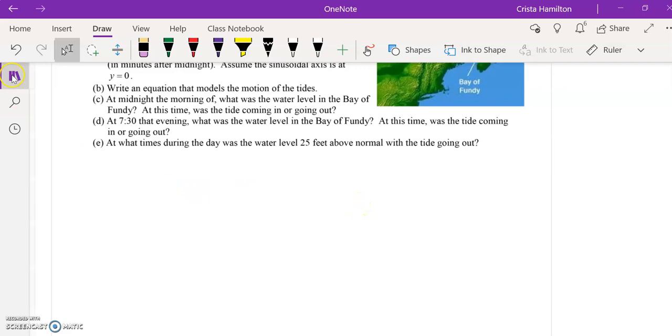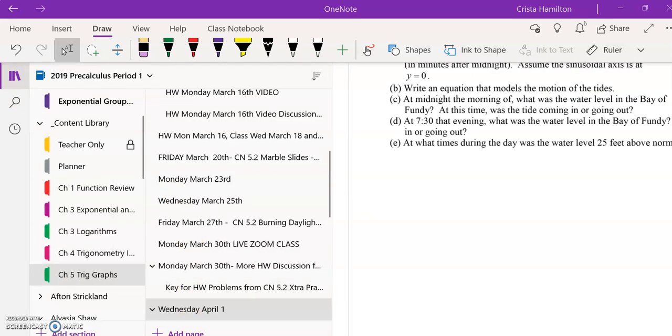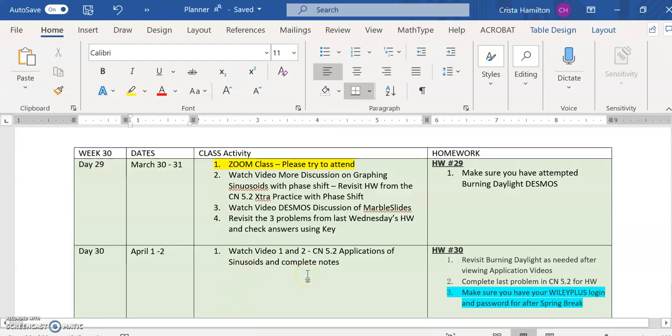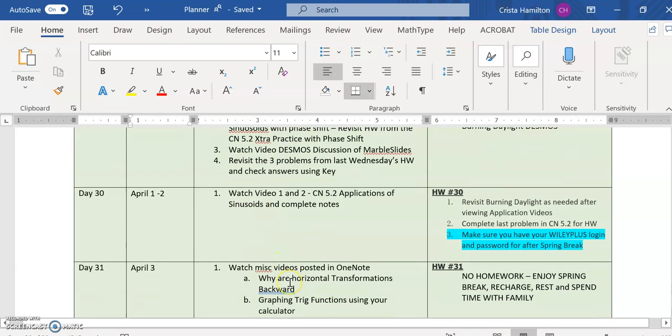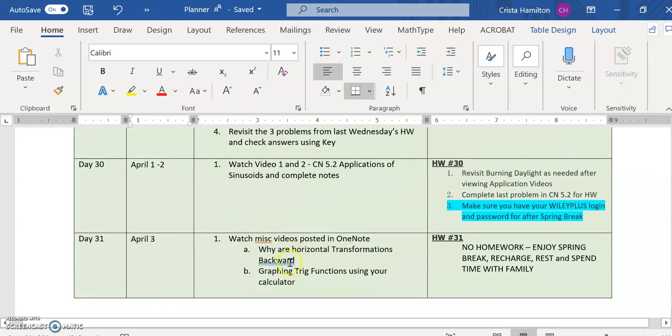Just make sure that, looking ahead to our planner, let's see, here we are for this week. We basically just need to finish up. For you guys, I have 2 videos for you to watch on Friday. These are just some wrap-up videos. Over here, you do want to finish your applications of sinusoids, complete the 2 problems, revisit the Burning Daylight Desmos activity as needed, and make sure that you guys have your Wiley Plus login and password.